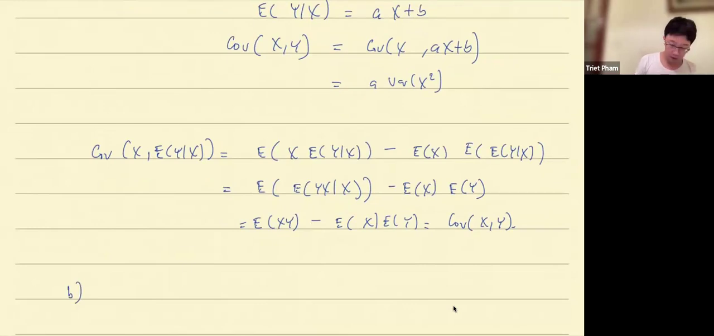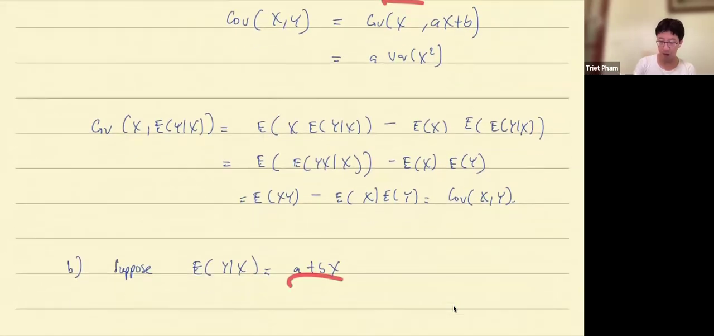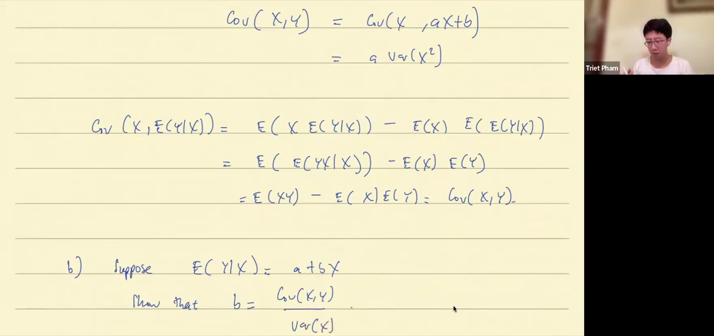So I guess part B is just what I told you about. They just switch A and B. Suppose that the conditional expectation of Y given X is a linear function of X. I was doing aX plus b; here they do a plus bX. It doesn't matter. They ask you to show that b is the covariance of X and Y divided by the variance of X. So probably this is just a different way of looking at it.